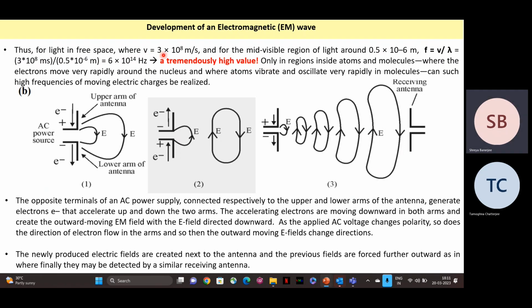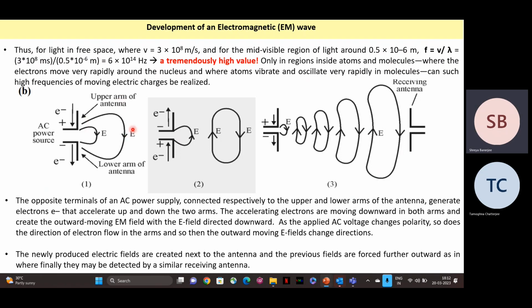Normally, this kind of high frequency can be obtained only in regions inside atoms and molecules, where the electrons are moving very, very rapidly around the nucleus, and the atoms vibrate and oscillate very rapidly in molecules. So physically, you cannot make a machine which vibrates at such high frequencies. It is only the internal motions of the atoms and molecules which can vibrate at such high frequency and lead to the emission of visible light.